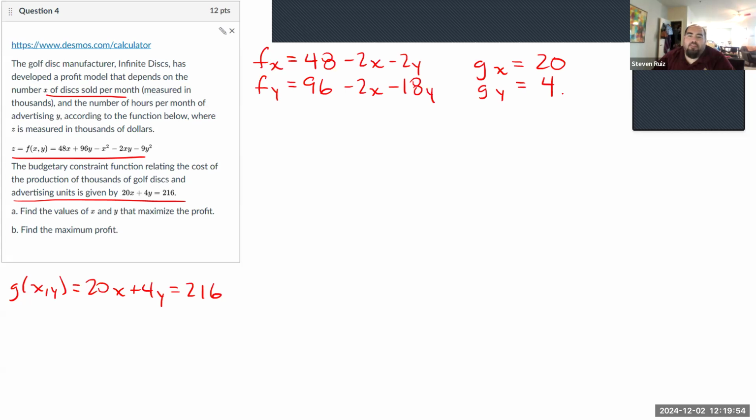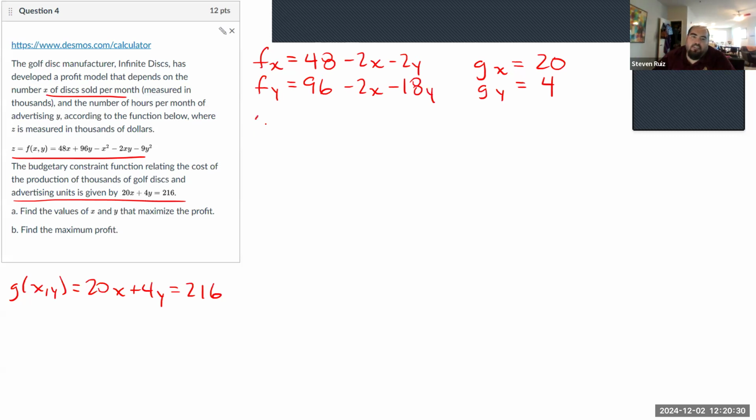Okay. So basically what I'm going to do now is stack these partials up, both in the x direction and the y direction. I want them to be parallel to each other. What that means is whatever multiple f is of g in the x direction, I want them to have that same multiple in the y direction. So that's where that lambda comes in.